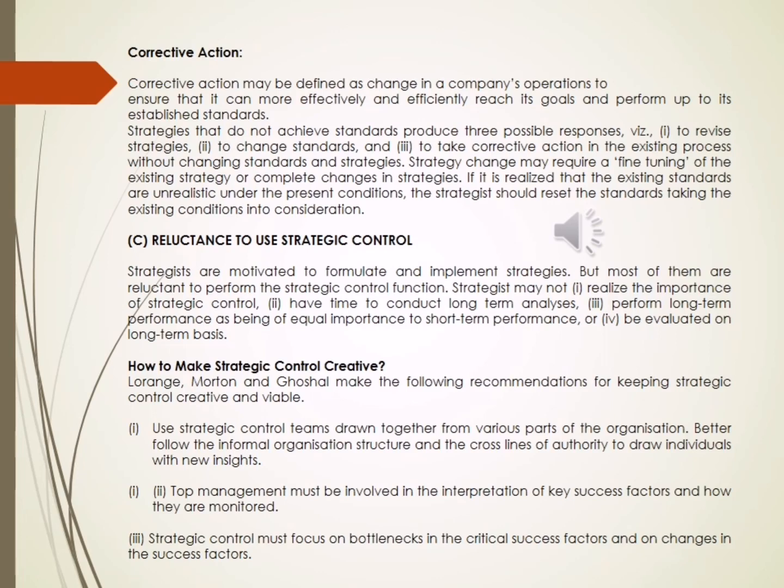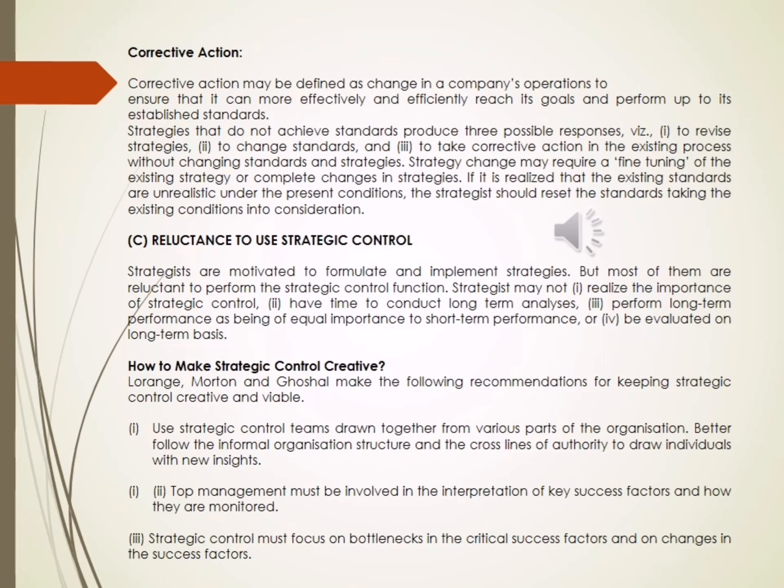Letter C is the reluctance to use strategic control. Strategists are motivated to formulate and implement strategies, but most of them are reluctant to perform the strategic control function. Strategists may not realize the importance of strategic control, or the strategists may not have time to conduct long-term analysis. Number three, they perceive long-term performance as being of equal importance to short-term performance. Lastly, they are not evaluated on a long-term basis.